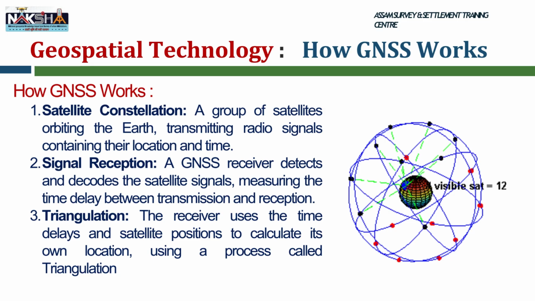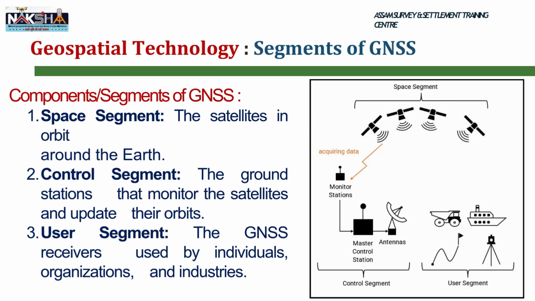Triangulation. Finally, the receiver uses signals from at least 4 satellites. By comparing the distances and positions of these satellites, it calculates its own precise location on Earth. This method is called triangulation. So in simple terms, GNSS works like a space-based ruler using satellite signals and timing to pinpoint exact locations anywhere on Earth.